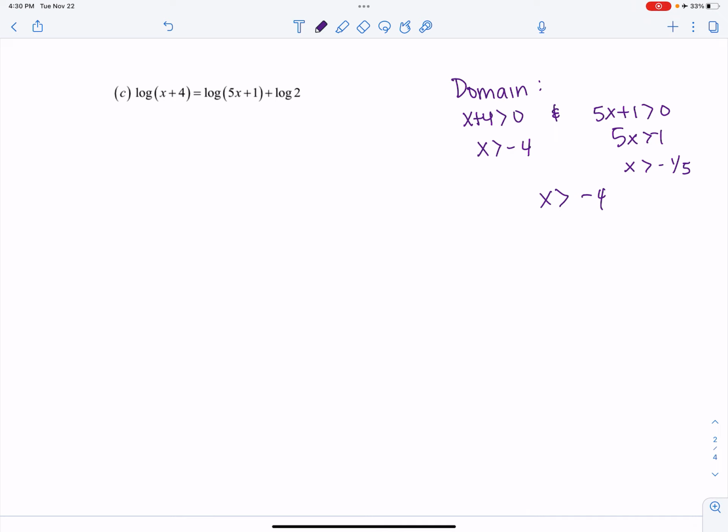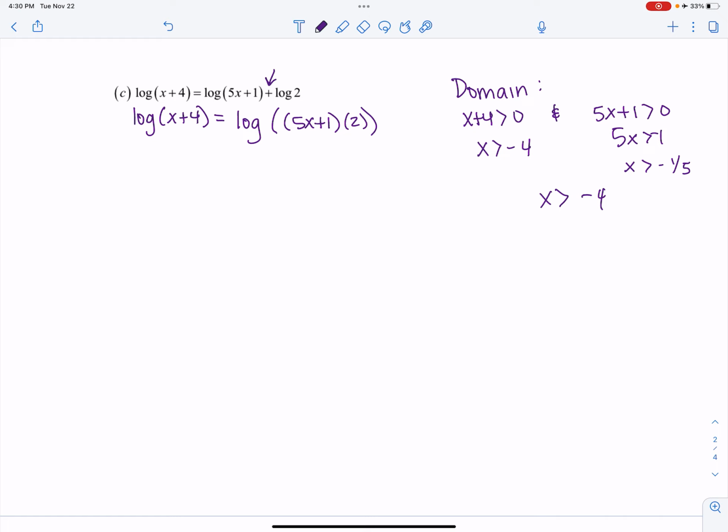Again, I see a log plus another log, which tells me to use the product property. So log of x plus 4 equals the log, and inside of this log we have another product. We've got 5x plus 1 and 2. Again, these properties only hold true when all the logs are of the same base.